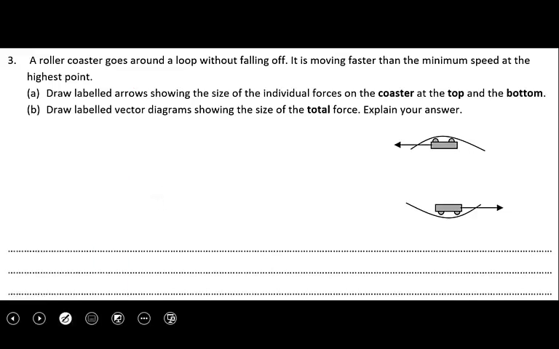Both at the top and the bottom we have a weight force, and because the roller coaster hasn't changed, the weight force will be the same in both positions. Note that at the bottom the weight force is pointing away from the middle of the circle, whereas at the top the weight force is pointing towards the middle of the circle.